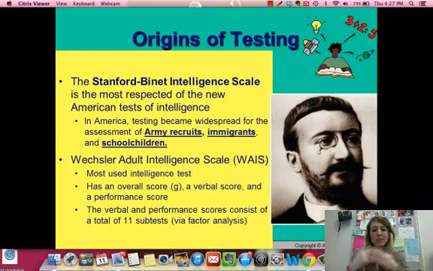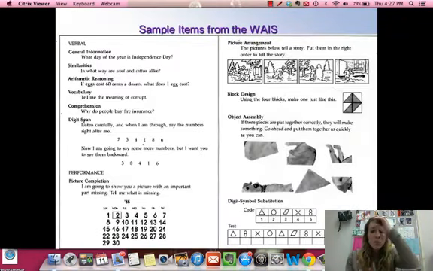There's another test that's pretty popular. It's called the Wechsler Adult Intelligence Scale. It's currently the most used intelligence test in our culture. It has an overall score, and then it breaks that down. So it has that G, which is like your overall intelligence, and then a verbal and a performance score. The verbal and performance scores also break down into 11 different subtests. So this really gives us a more detailed picture of what skills you're high and low in, not just one score. Here are some examples of what's on the Wechsler. I will do some of these in class, but you can take some time and look through them. They're all different categories of things.